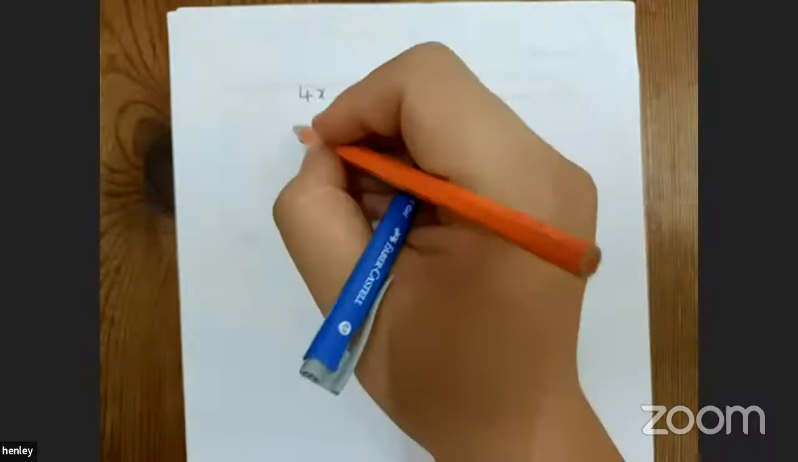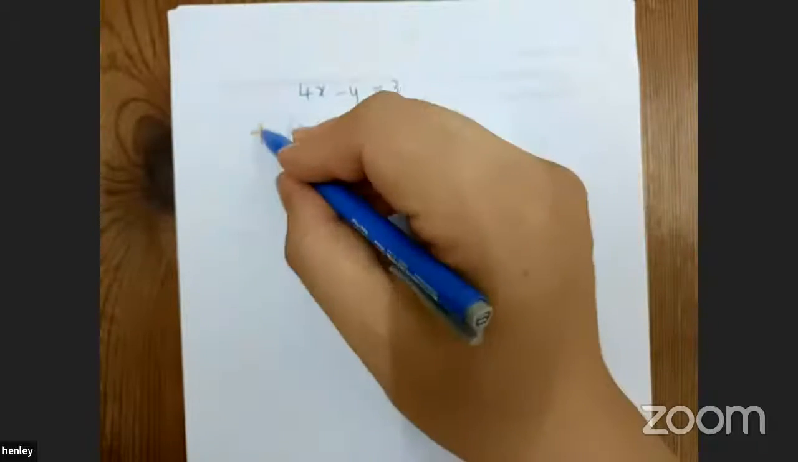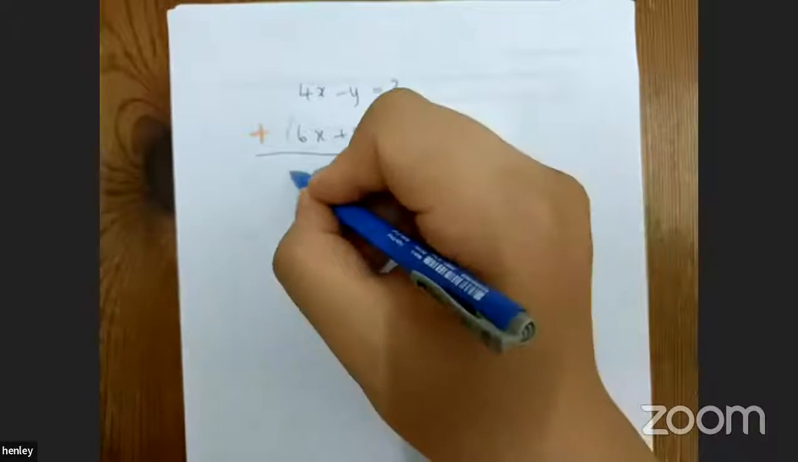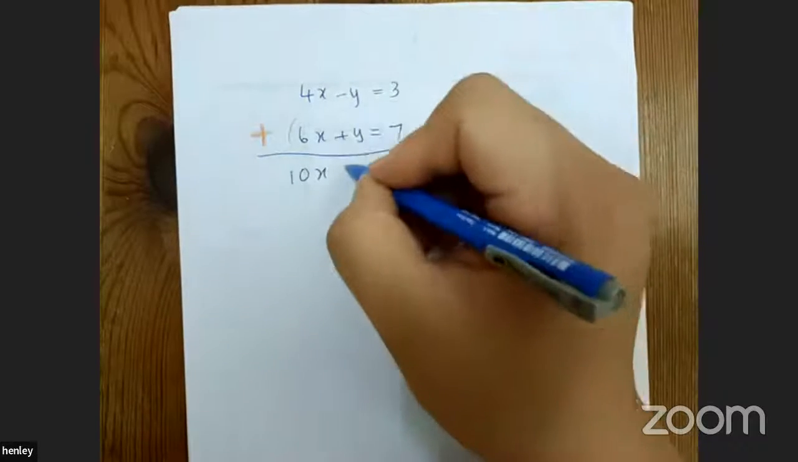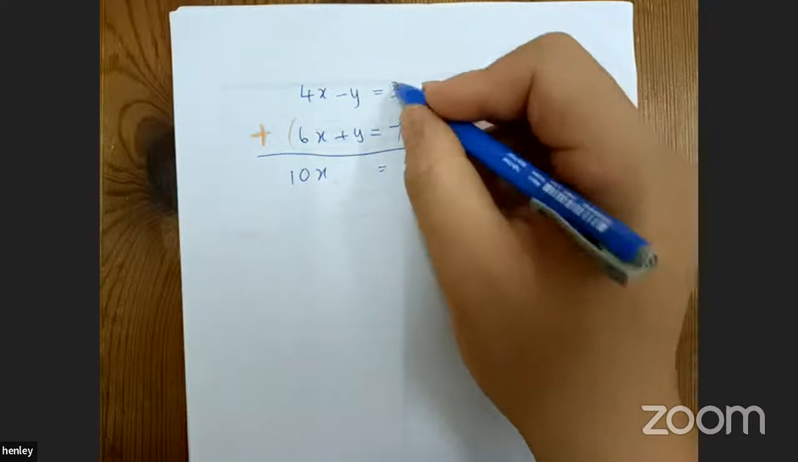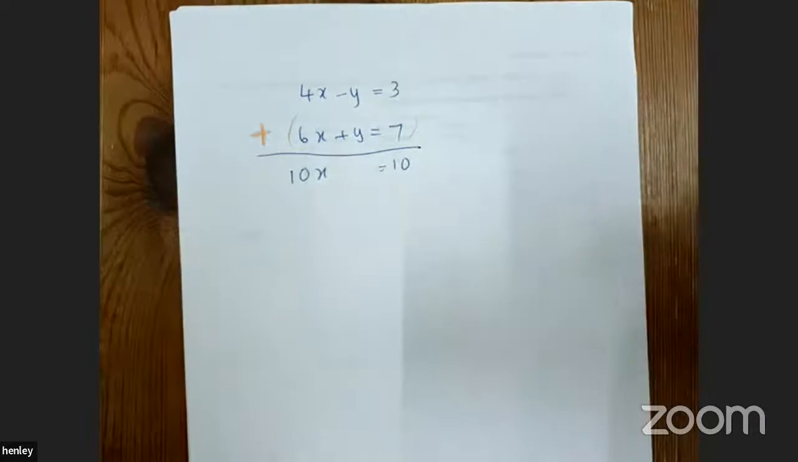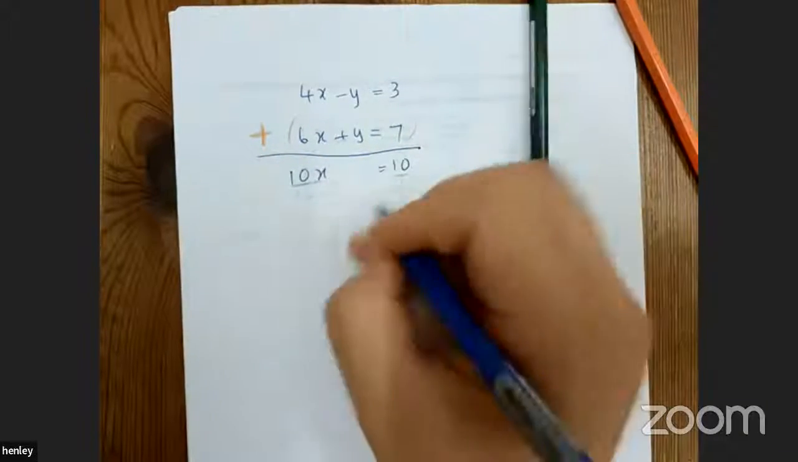So to this question, instead of using negative, we are using positive. Okay, why? Can you see? 4 plus 6 is equal to 10x. Negative y plus y will become 0. So 3 plus 7 will become 10. So here we can just do the operation. So my x is equal to 1.